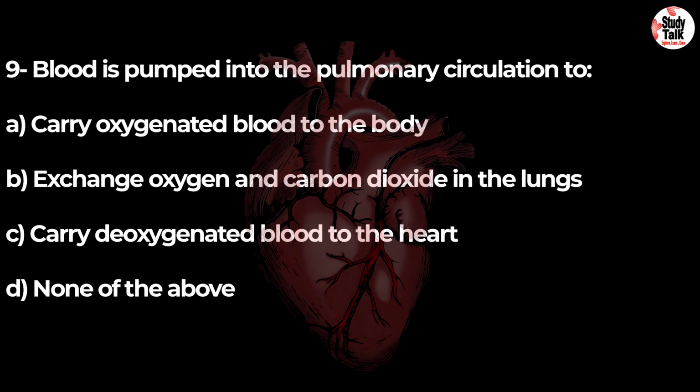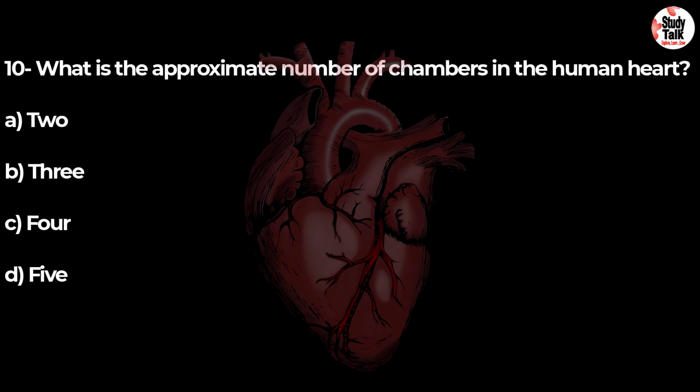Blood is pumped into the pulmonary circulation to exchange oxygen and carbon dioxide in the lungs. What is the approximate number of chambers in the human heart? 4.